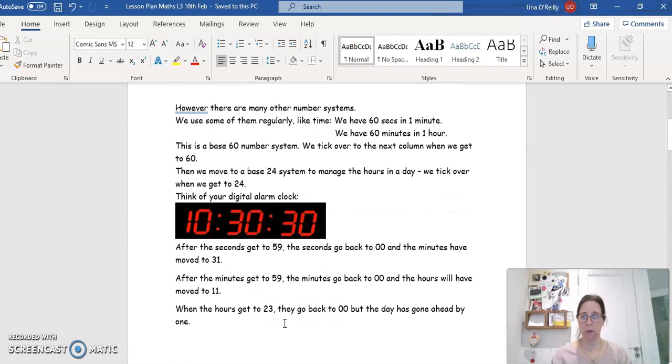And then, of course, you have the months, which have different numbers of days, so our number bases get all confused, so don't worry about that. But it's just an example of where we don't just count in tens, which is what we're used to.